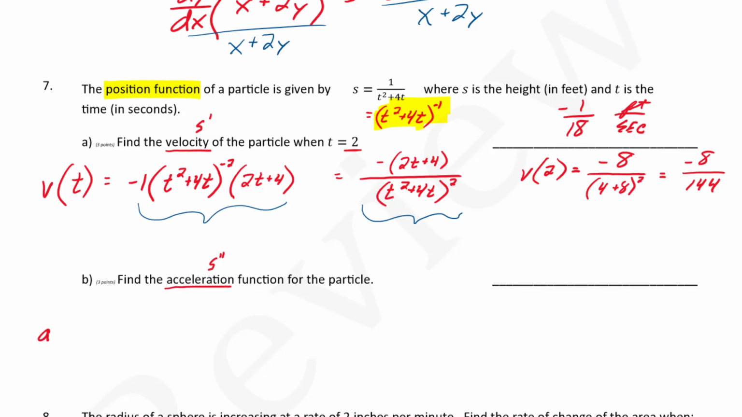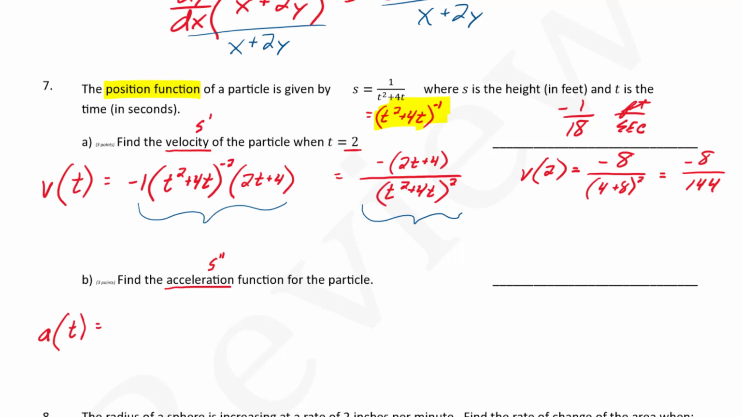We could go with a quotient rule. Regardless, they both have a chain rule part when we do the derivative of the t squared plus 4t being raised to a power portion. But anyway, we're finding the acceleration, so I'm going to go ahead and name it a of t.